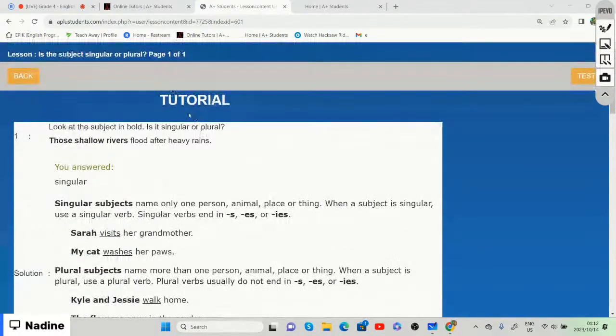All right, now we're going to do an activity. You need to look at the subject in bold. Then you need to say if the subject is singular or if it's plural. Remember, singular refers to one person, one animal, place, or thing, and plural refers to more than one person, animal, place, or thing.